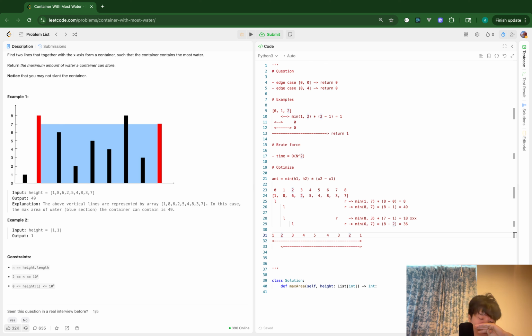And I can say, if this one, 2, is higher than the bar 1, whose height is 1, this increases the amount of water stored.